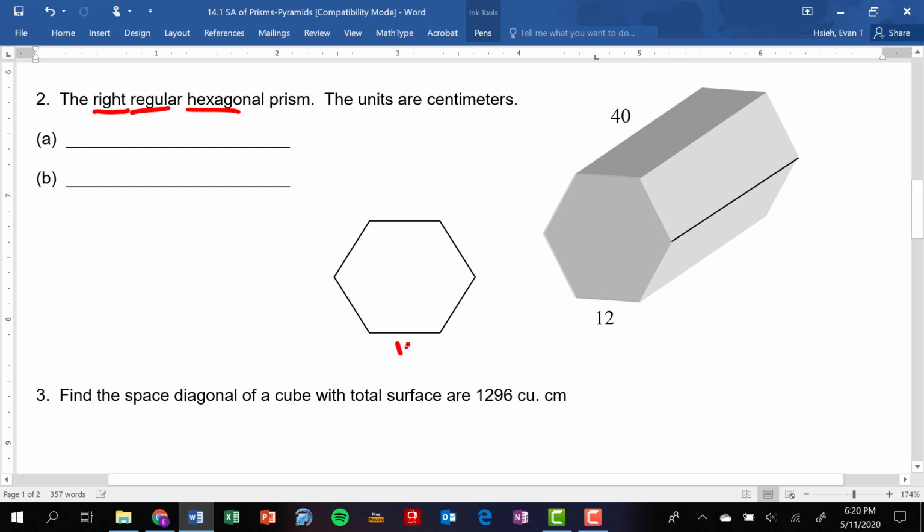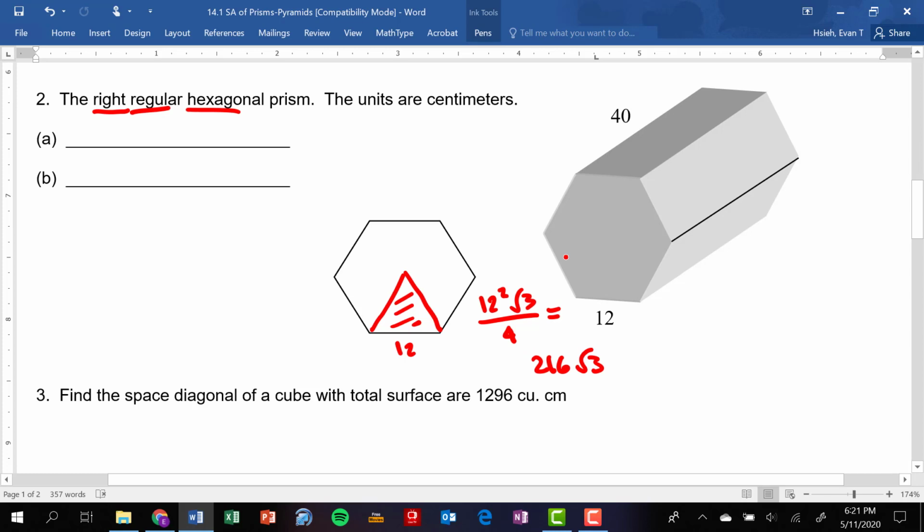So this is 12, and I know that I can do this multiple ways. I know these are equilateral triangles, so let's do 12 squared root 3 divided by 4. And when I solve that, I think I get 216 root 3. That'll be for one of these bases.